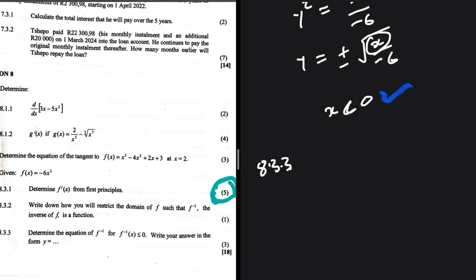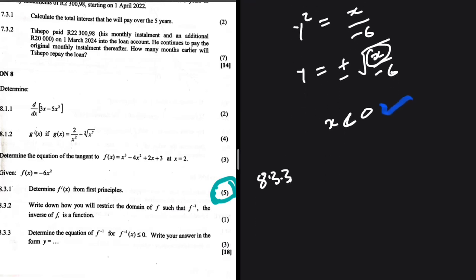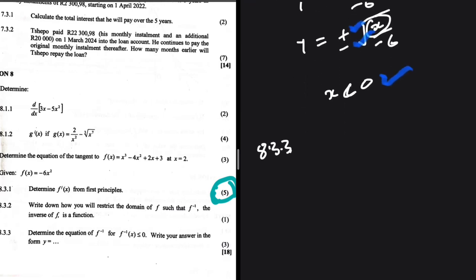8.3.3. Determine the equation of f inverse for which f inverse is less than or equal to 0. Write your answer in the form y equals. So you can see we have a plus or minus. If we need it to be less than 0, this is the option that we need to take. f inverse of x is equal to minus the square root of x divided by minus 6.